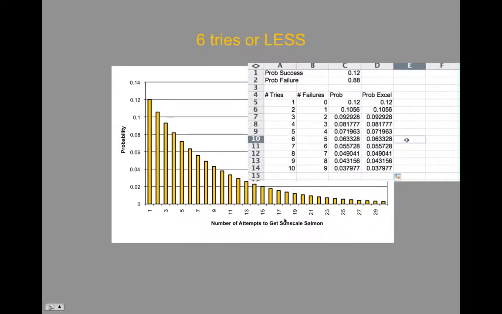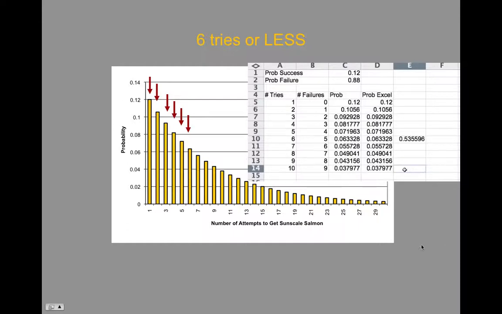Okay, so now, we happen to get it on the 6th try, but really, what if we want to see what is the probability we'll get it in 6 tries or less? Because we're just as happy to get it on the 1st try or the 3rd try. In that case, you want to add up the probabilities all the way up to the 6th try. We can easily do that in Excel by just summing up the probabilities from 1 to 6 tries, and that is 0.5355.